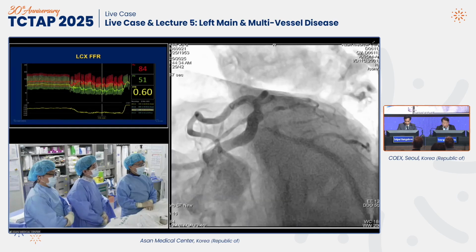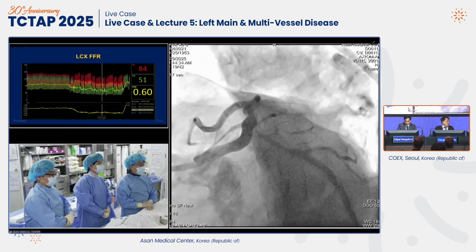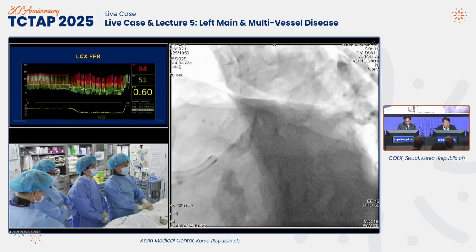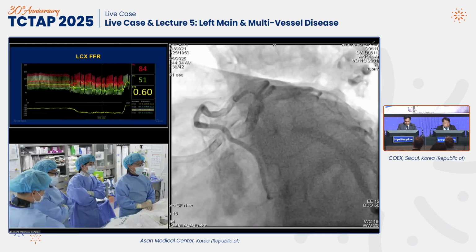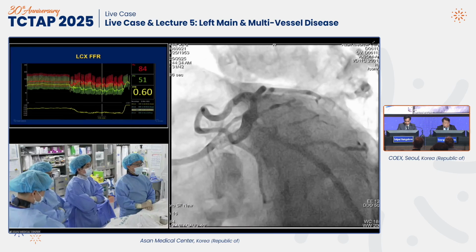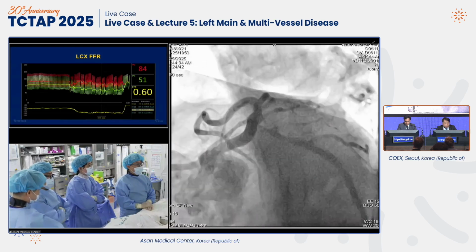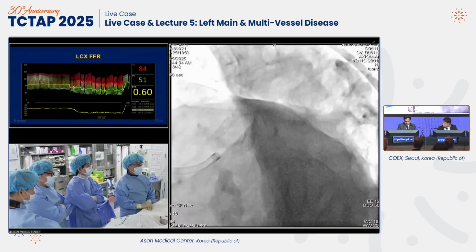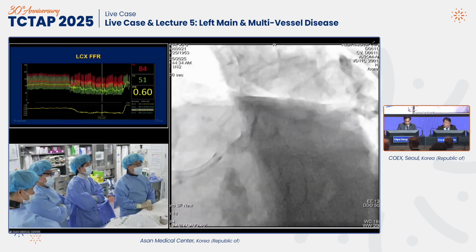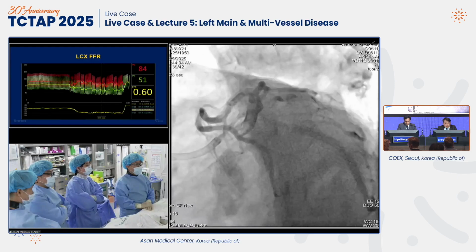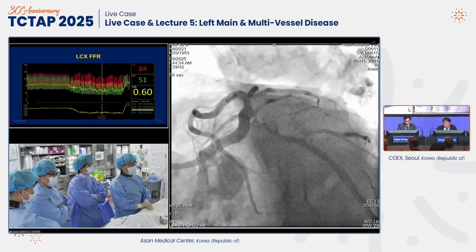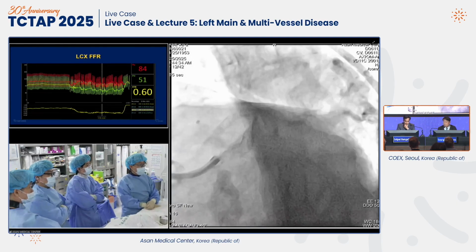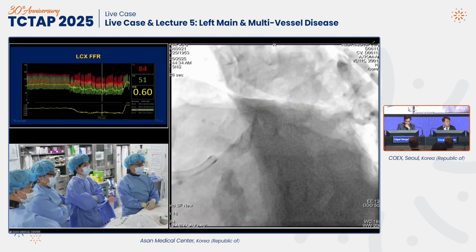This is the spider view. As you can see, the circumflex territory is not small. FFR is absolutely less than 0.8, it was 0.6, and so today's target lesion was the circumflex ostium. How are we going to treat it? This is absolutely a lot of debate. At the time of the prior left main PCI, the circumflex ostium was okay. Now it is newly compromised after stenting crossover from the proximal LAD to the left main. This is the debatable portion. How are we going to treat such a region?